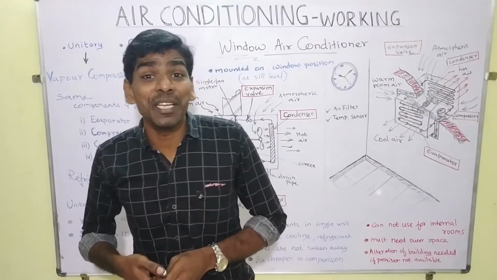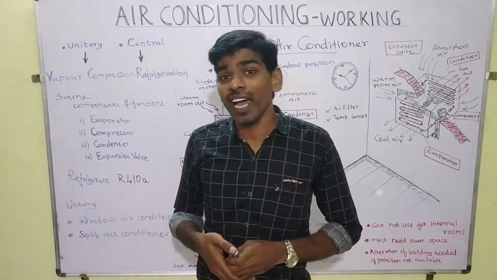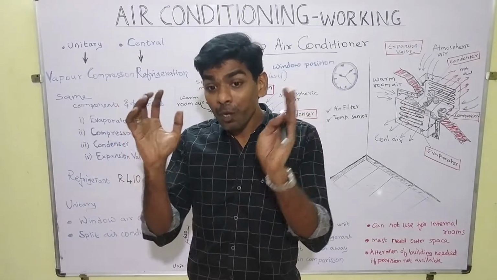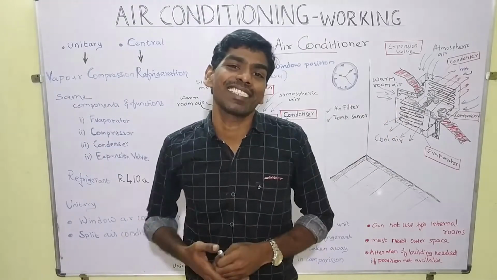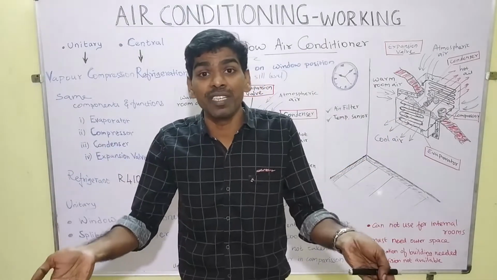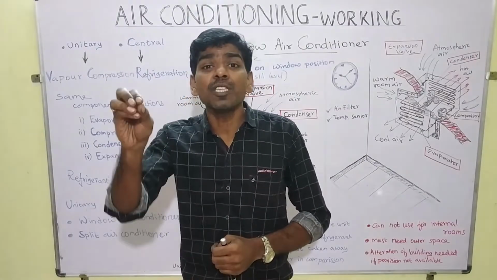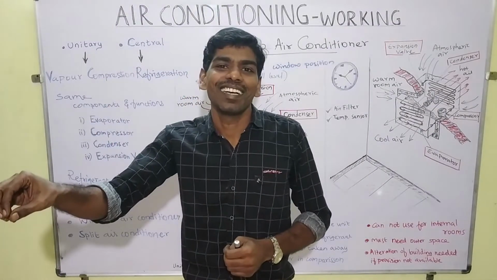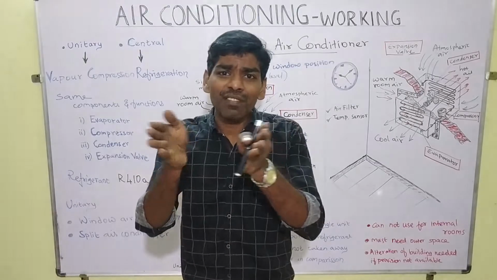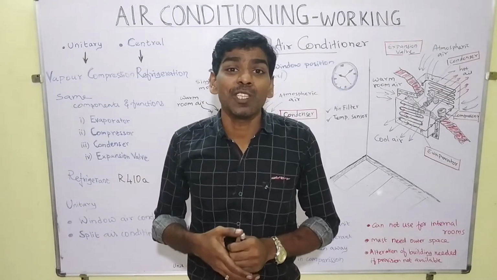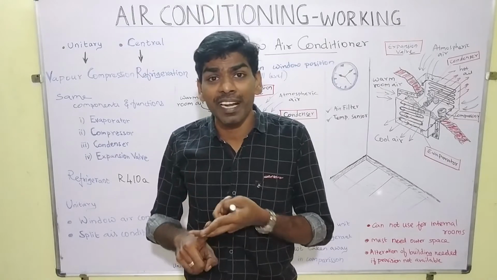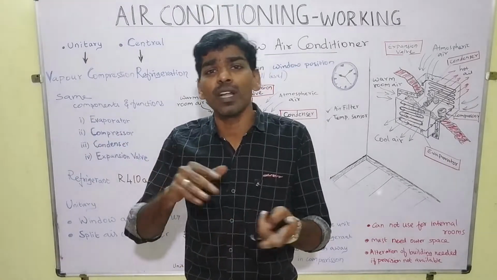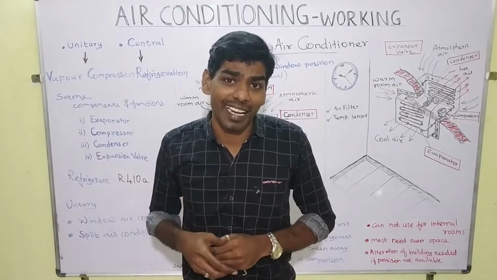Now, about unitary air conditioning, we know that the equipment should be placed as a unit in the required place. For example, if this room should get air conditioned, the unit should be placed here, or else a part of the unit should be placed here. That is called unitary air conditioning. Examples are window air conditioning and split air conditioning. Similarly, there are also other air conditioners which come under this category.